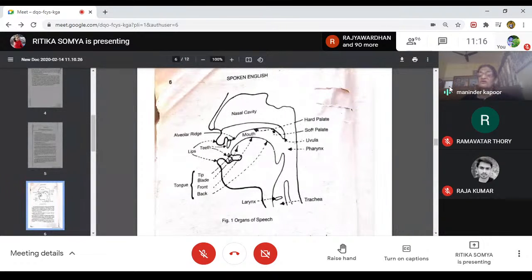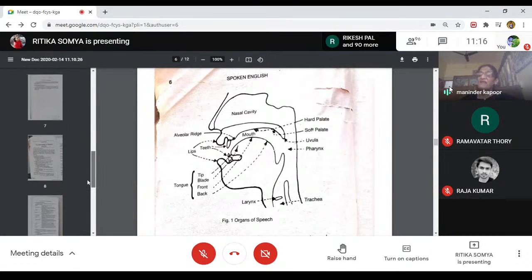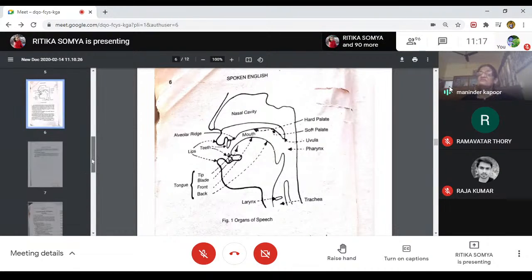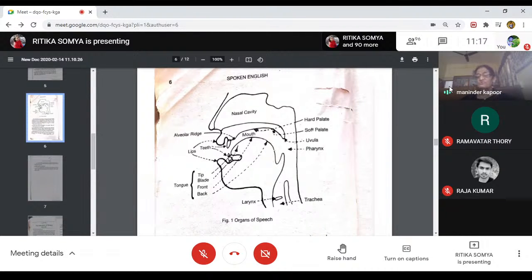So if you're making use of a three-term label, you will say that p is voiceless bilabial plosive, b is voiced bilabial plosive, t is voiceless alveolar plosive, d is voiced alveolar plosive, k is voiceless velar plosive, and g is voiced velar plosive. So that is how you can give a three-term label to every sound that is available. Similarly, we also did ch and j.